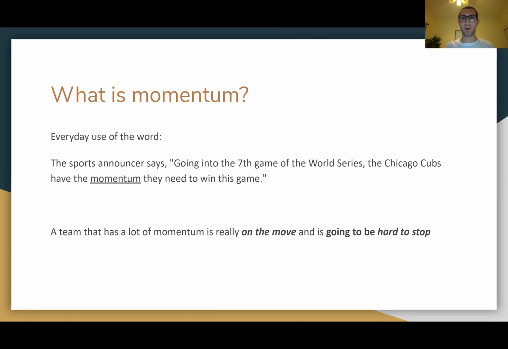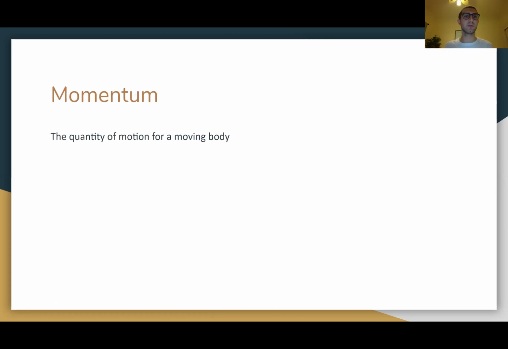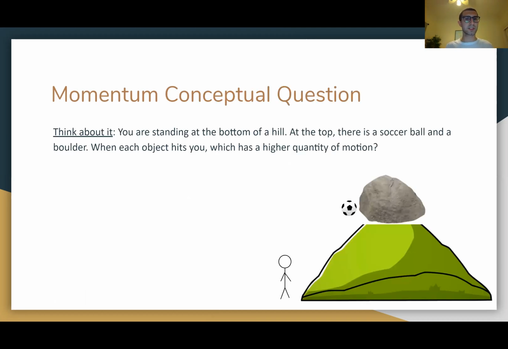So when we talk about momentum in a physics context, what is momentum? Well, it is the quantity of motion for a moving body. That's kind of a vague term. So let's think about it the way that Isaac Newton might have thought about it. You're standing at the bottom of the hill. That's you, the stick figure. And at the top of the hill, there is a soccer ball and a boulder. When each object hits you, which one do you think is going to have a higher quantity of motion? Think about it for a second.